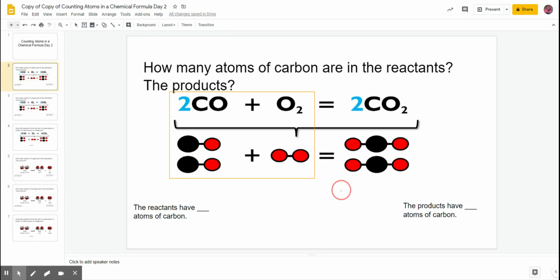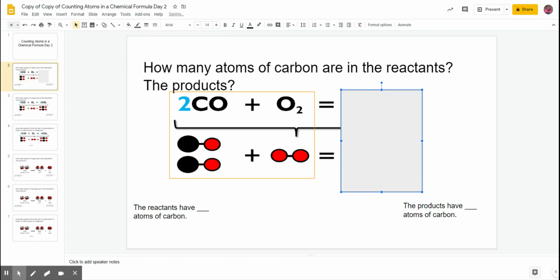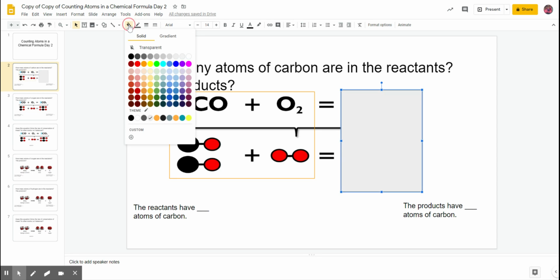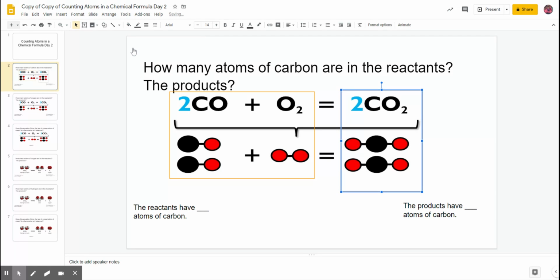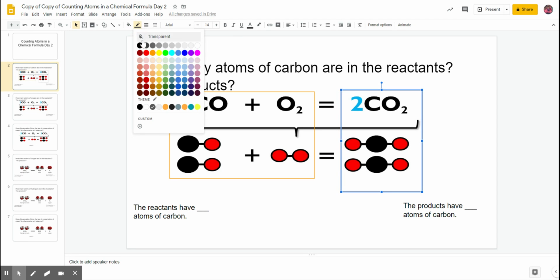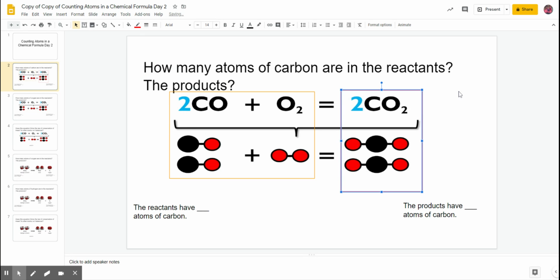So, if you're on the other side of the arrow, or the equal sign, however it might be written, you're going to end up with the products. So, again, reactants right here, products right here. Now let's take a look at how many atoms of carbon are in the reactants. So we've been doing counting atoms, right? You guys are good at that. You did that last week. You did well on the quiz. I know you know how to do that.